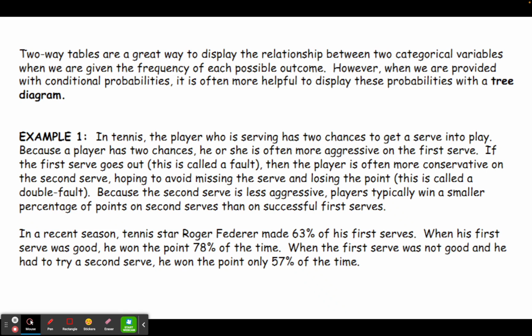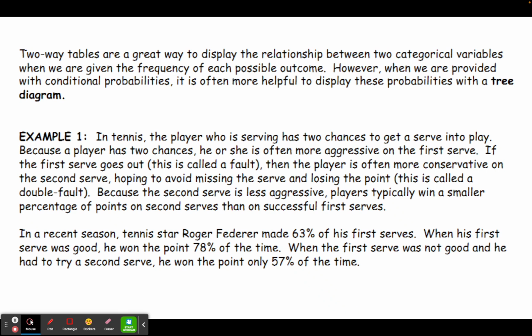We're going to look at an example of tennis, where players who are serving have two chances to serve to start the volley and to get the serve into play. And because a player has two chances, the player is often more aggressive on their first serve, because if they serve really aggressively, then the opposing player has less of a chance to return it. However, when they do serve more aggressively, sometimes the ball goes out of bounds, and that's considered a fault. And then the player will get a second chance to serve where they are often less aggressive, and that means that the ball is more likely to be returned by their opponent.